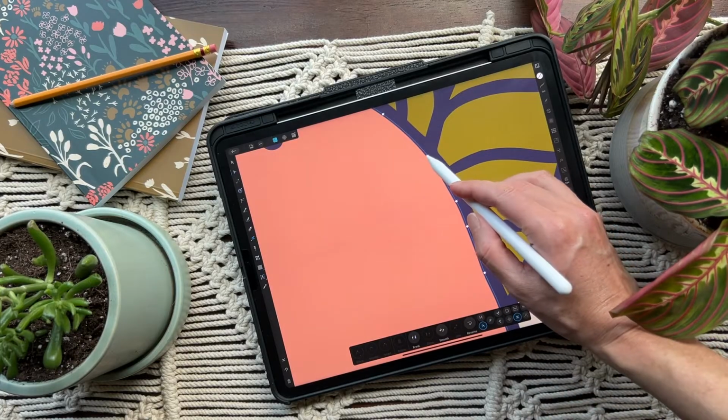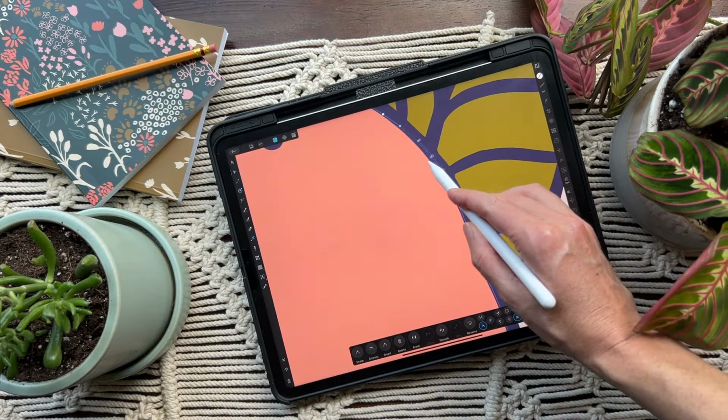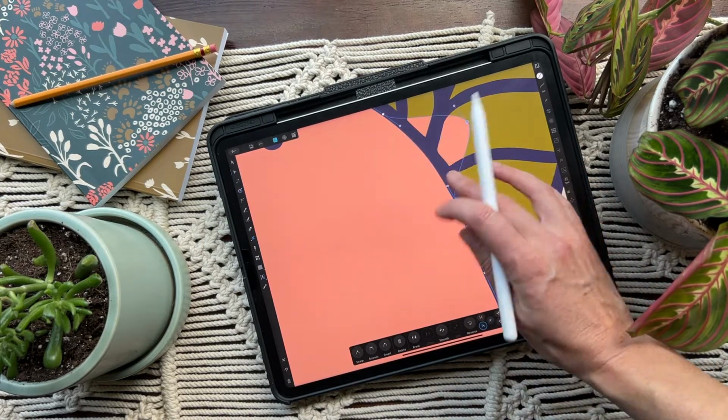So we covered what vectors are. Now let's talk about why you would use them. What is the incentive to use a vector instead of a raster image? Well, this is the thing about vectors. Because they're made of mathematical points, you can size them up infinitely, and those mathematical points always stay the same.